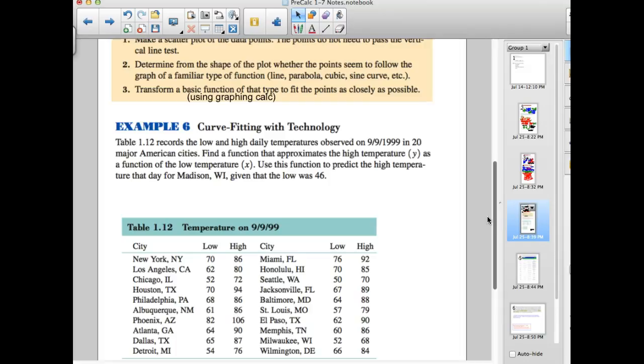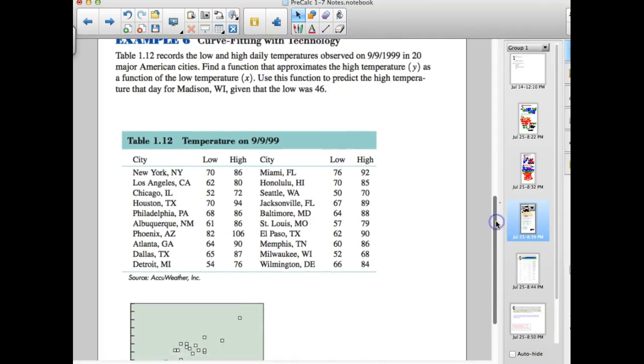Our table here records the low and high daily temperatures observed on September 9th of 1999 in 20 major American cities. Find a function that approximates the high temperature y as a function of the low temperature x. Then use this function to predict the high temperature for the day for Madison, Wisconsin, given that the low temperature was 46. So we have 20 cities here in two columns, with low and high temperatures for each one. We are going to put x's as our low and y's as our high, which means we want to put list 1 as the low temperatures and list 2 as the high temperatures.